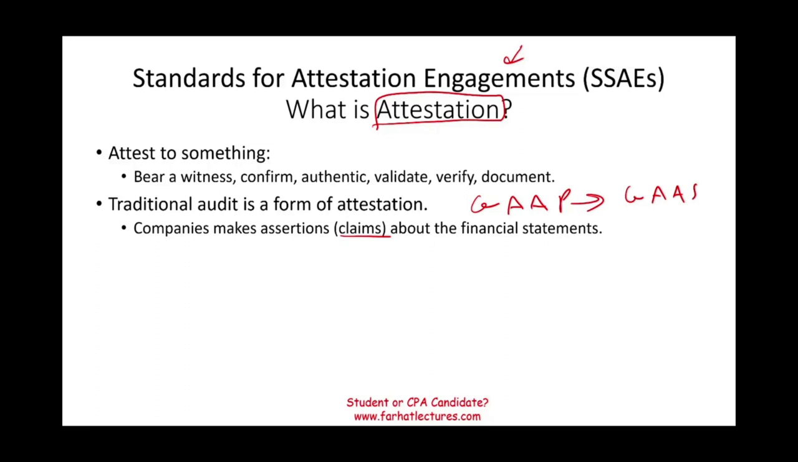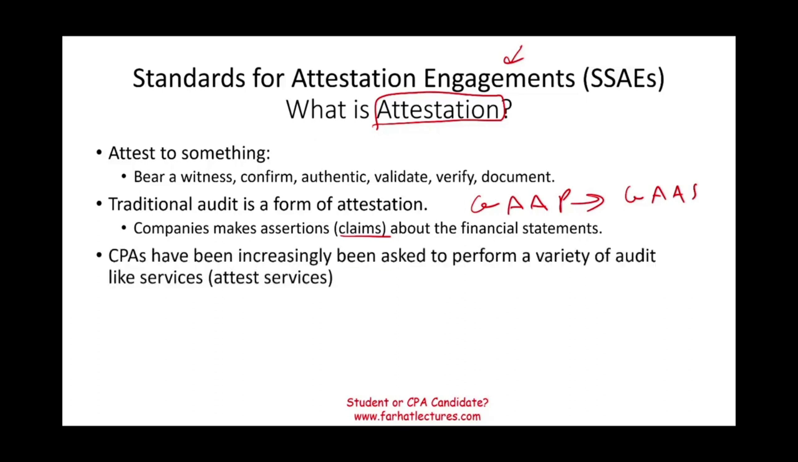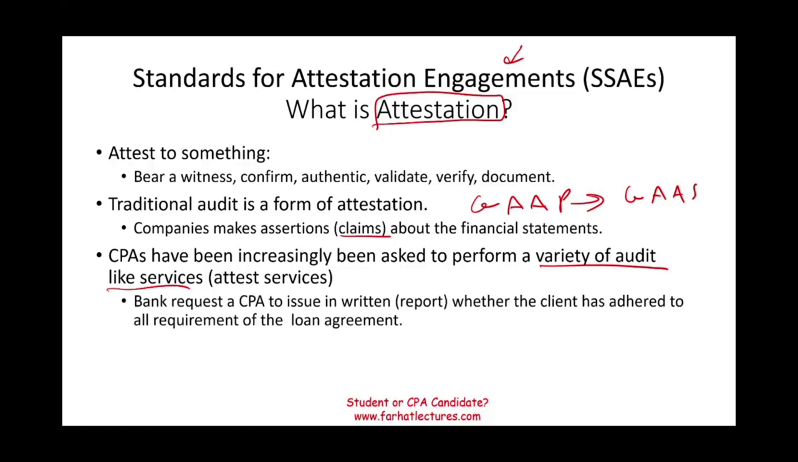Now, since CPAs are trusted professional business people, many parties engage them to perform a variety of audit-like services, and this is where we bring in the attest services. A good example would be a bank requesting a CPA to issue a written report on whether the client had adhered to all requirements of the loan agreement. Simply put, we have three parties here: the CPA, the bank, and the client. Notice, the client is the client of the bank. The bank is engaging us to verify whether the client is in adherence with the loan requirements.